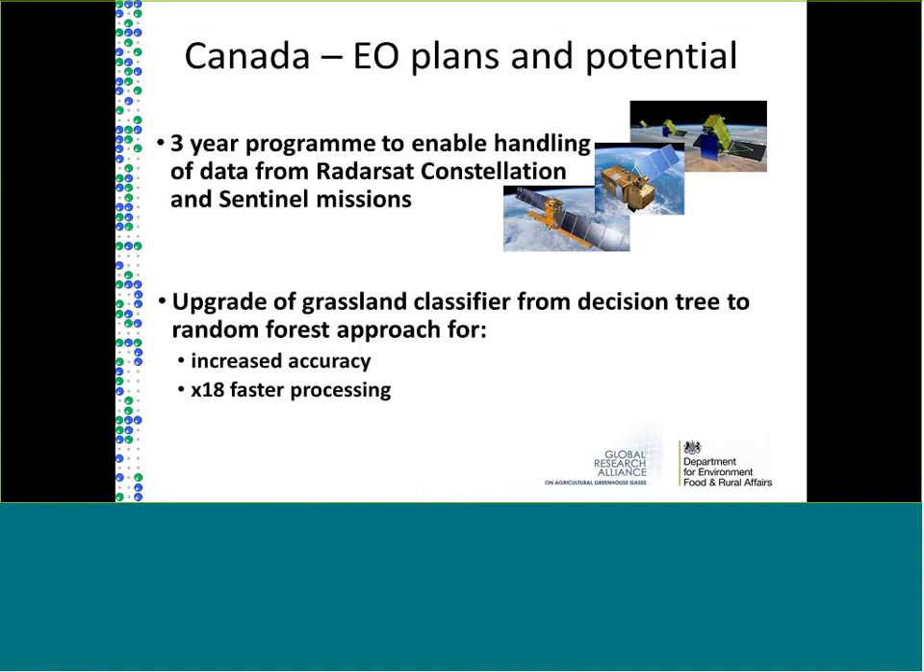Work has also been carried out on the processing that's carried out by Canada, and they've moved from a decision tree classifier to one that's based upon a random forest approach, which was shown to have some degree of increased accuracy, but was also far more efficient in that it could process a lot faster. And with the higher data volumes they're preparing for with these new missions, that's quite a critical factor.